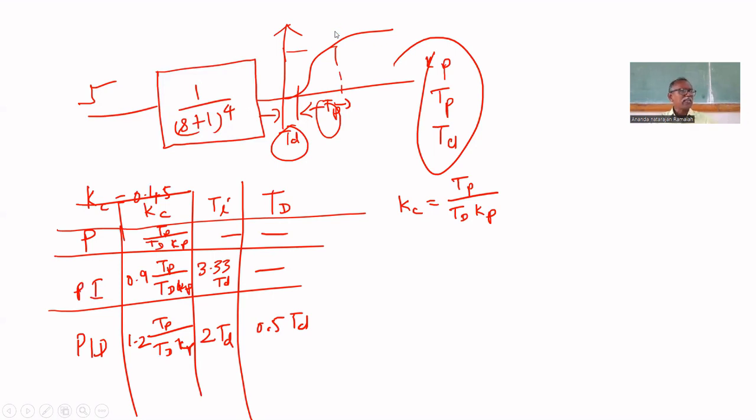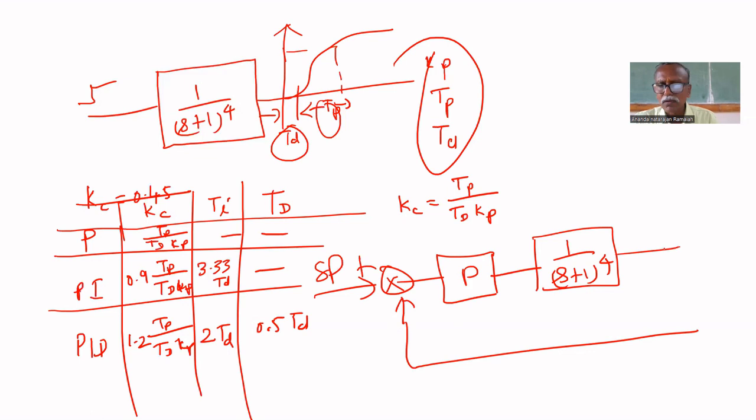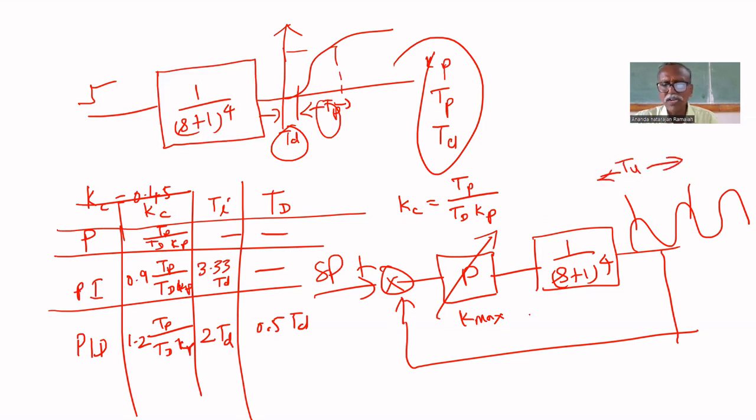Then tune by using the closed loop method. For that, what do you have to do? You have to take the process 1 by (s plus 1) to the power 4, put a P only controller, and put it in closed loop. Vary KC until it exhibits sustained oscillation. Find K max and find TU. You got these two parameters.